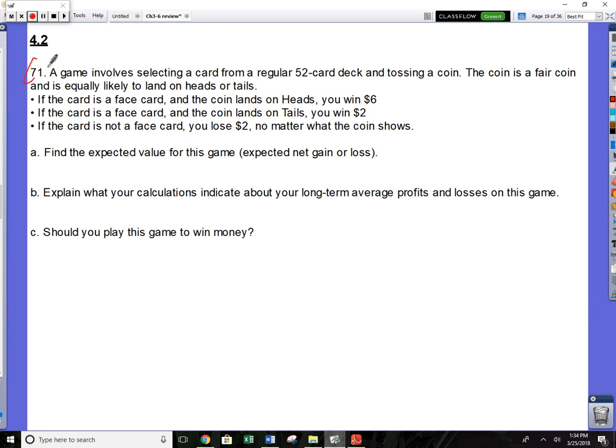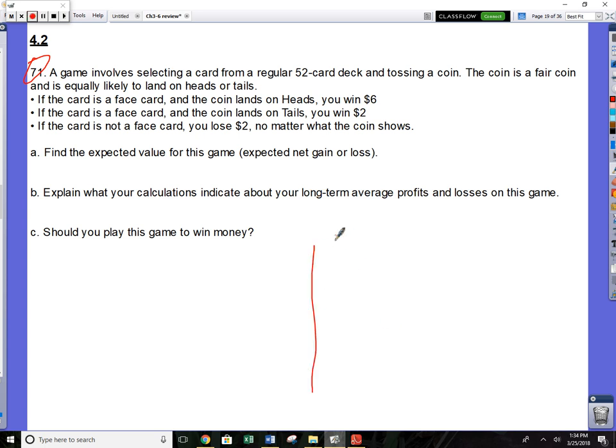So 71 from your homework. A game involves selecting a card from a regular 52 card deck and tossing a coin. The coin is a fair coin and is equally likely to land on heads or tails. So here are the outcomes. If the card is a face card and heads, you win $6. Face card and tails, you only win $2. If the card is not a face card, you lose $2 no matter what the coin shows. Okay, so find the expected value, find the average.